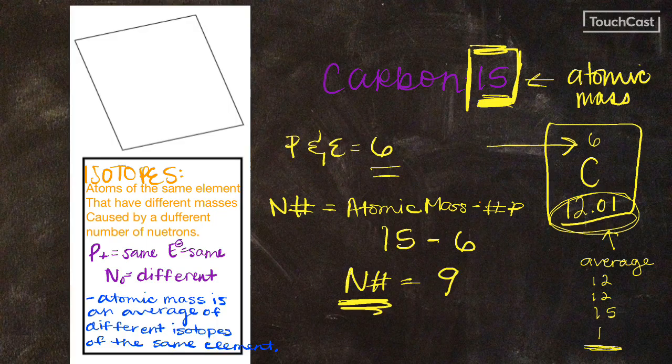Alright guys, so what you're going to do is go to your worksheet and calculate, using this information here and the same thing I did here, your number of protons, electrons, and neutrons in different isotopes that exist on the periodic table.